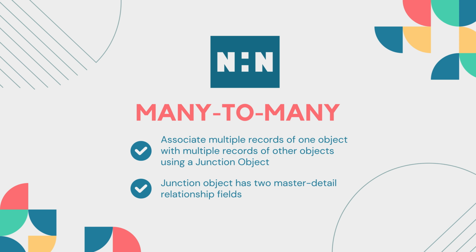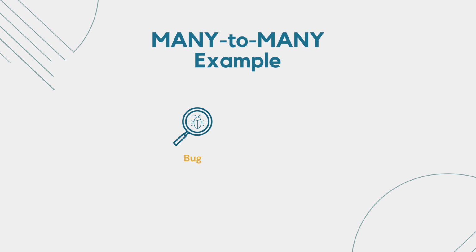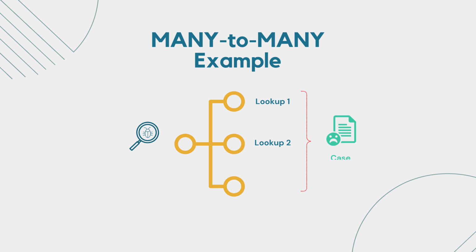Let's try to understand this concept with a simple example. Suppose that we have a custom object bug, which represents a flaw in a feature that we have built. Here we use case object to track the complaints or issues raised by the end users which are associated with one or multiple bugs. Now, if we want to associate a case record with multiple bugs, we might end up creating multiple lookup fields on the case to refer to the bug object.